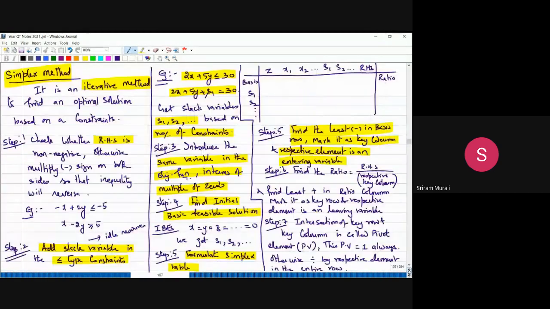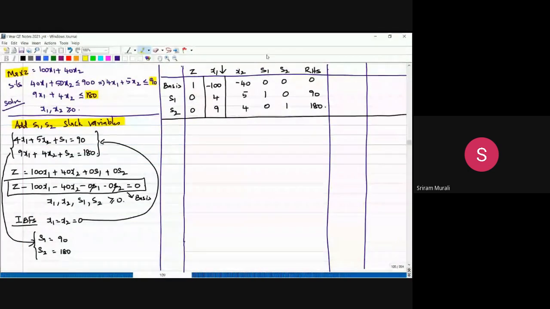What does the next step tell? The next step says find the ratio. Find the ratio for each and every key column, that is, right hand side divided by the respective key column element. How to compute the ratio? Ratio is always computed corresponding to basis. See, 4 units of x1 is equal to 90, meaning we are producing for 1 unit. For 1 unit, how much is it? 90 by 4.